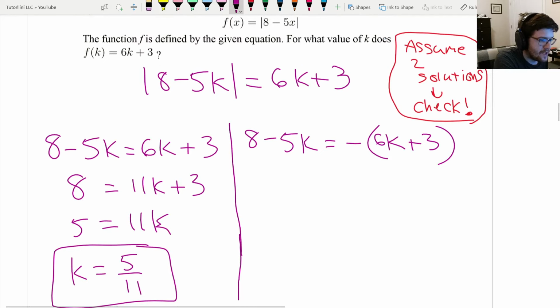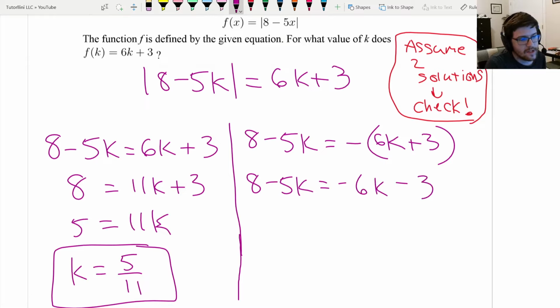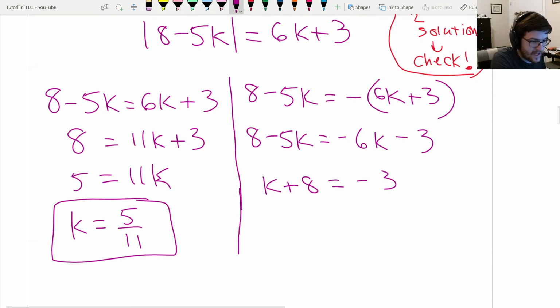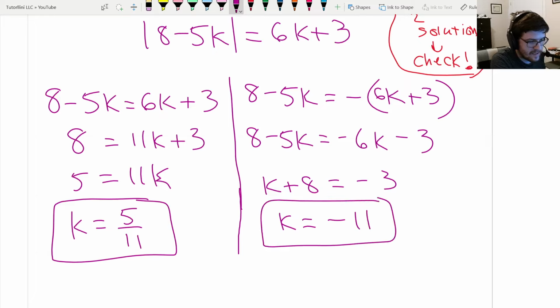And for this one, first I'll distribute. So 8 minus 5k equals negative 6k minus 3. And I'm going to add the 6k. So I get k plus 8 equals negative 3. Now I'm going to subtract 8. So k equals negative 11. I think I did that right. Let me check.